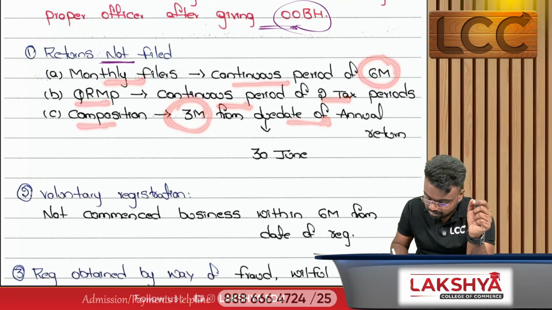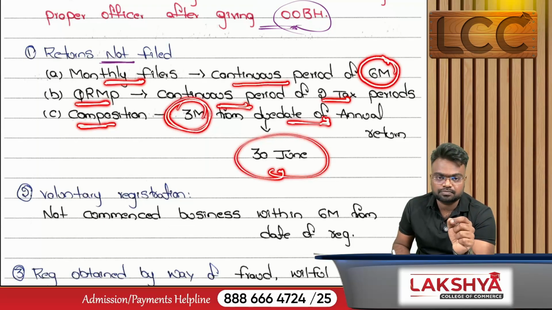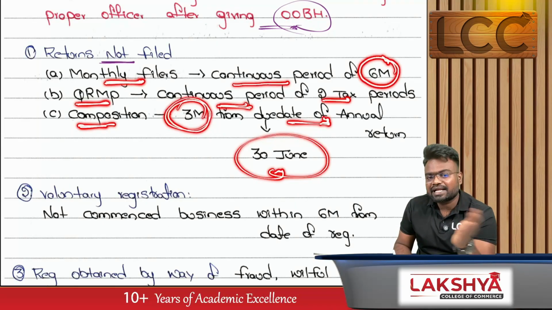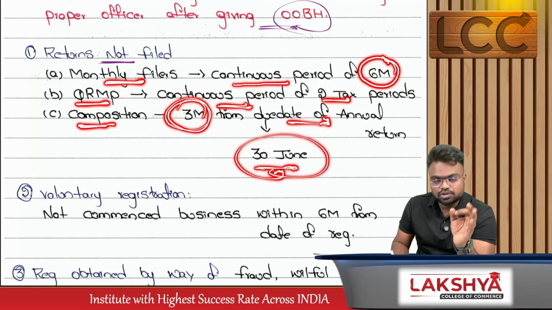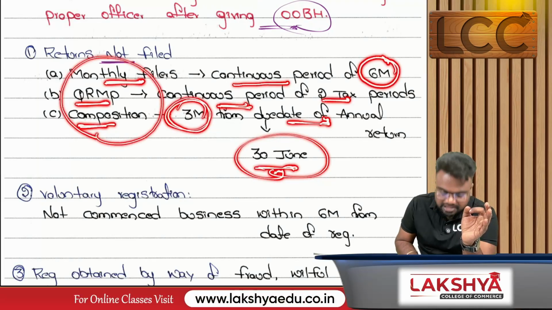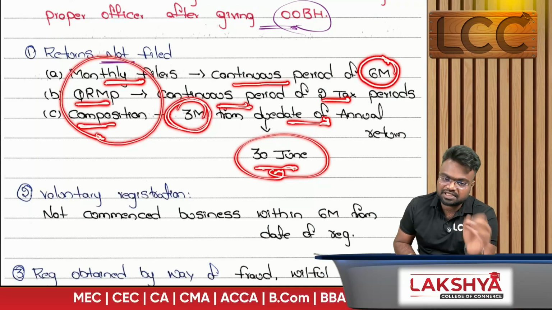There is an amendment for the due date of the annual return. What is the amendment? That is 30th June. Earlier that was April. Now that has been changed to June. So in these three cases, the proper officer can cancel your registration.